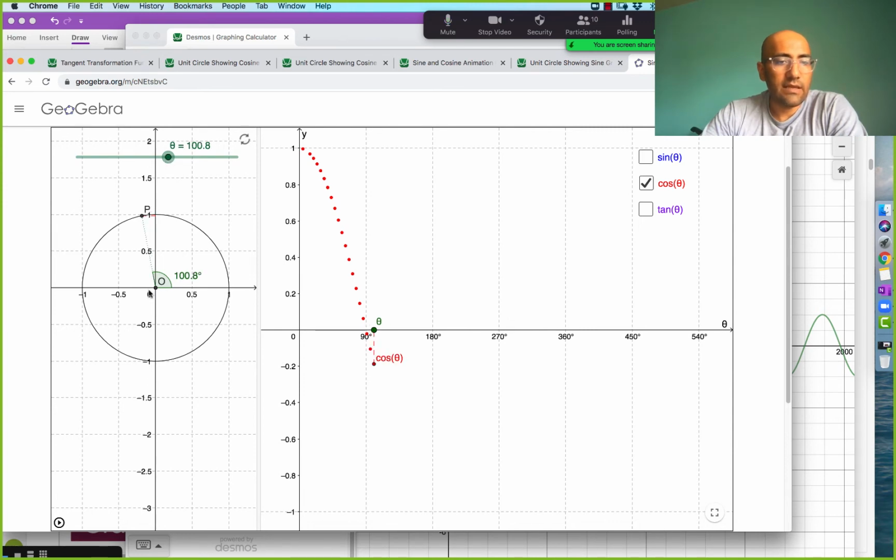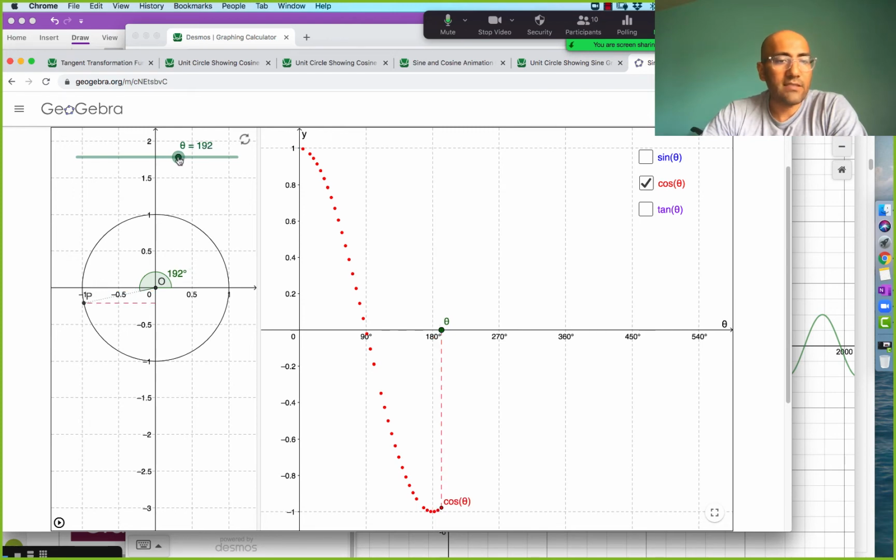The distance x, if I drop a little line here and make a triangle, becomes a small negative, and then that becomes a bigger negative and a bigger negative, all the way until I reach the largest it'll reach, which is -1 at 180 degrees. So at 180 degrees, the cosine value equals -1.